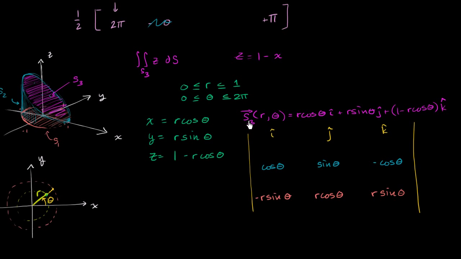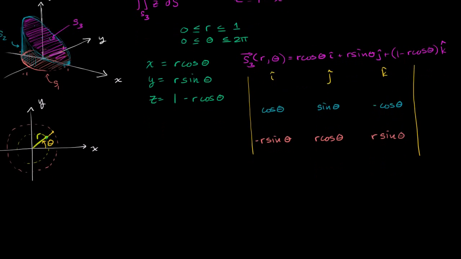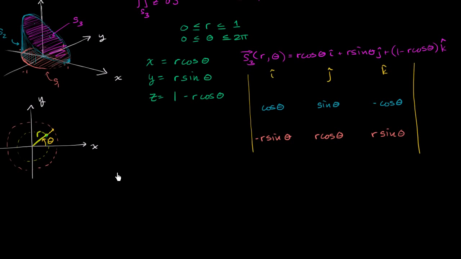And now we can actually evaluate this determinant to figure out the cross product of the partial of this with respect to r and the partial of this with respect to theta. Maybe I will write it down just to be clear what we're doing. The partial of S3 with respect to r crossed with the partial of S3 with respect to theta is equal to, now our i component is going to be sine theta times r sine theta. So that's going to be r sine squared theta minus r cosine theta times negative cosine theta. So that's plus r cosine squared theta. All of that times i, and a simplification might be popping out here at you.